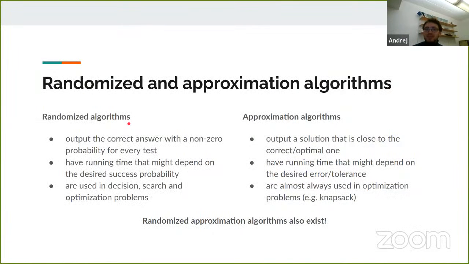So let me just immediately get something out of the way. This is not a talk about approximation algorithms. That's a completely different paradigm. There might be an interesting talk about approximation algorithms and all the terms that come with it, like fully polynomial time approximation schemes and so on.